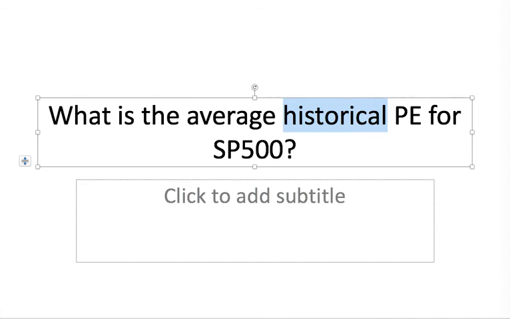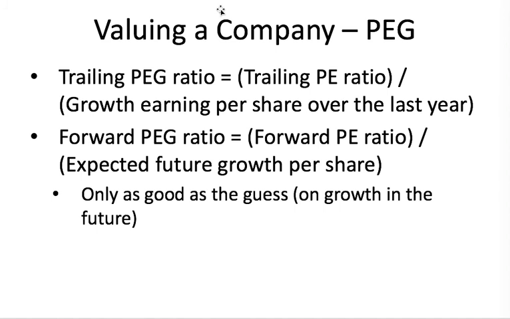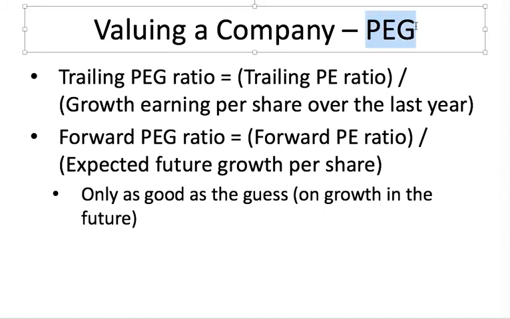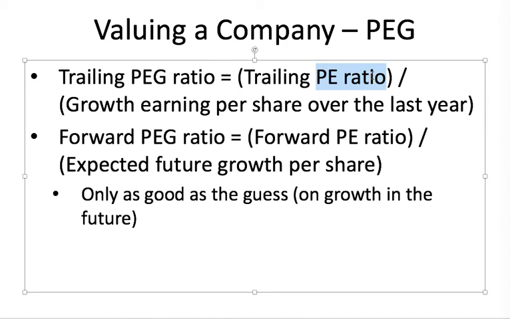Another very common way of looking at a company to see whether it's a good deal or a bad deal is the PEG ratio. The PEG is the PE ratio divided by growth. That's why PEG.